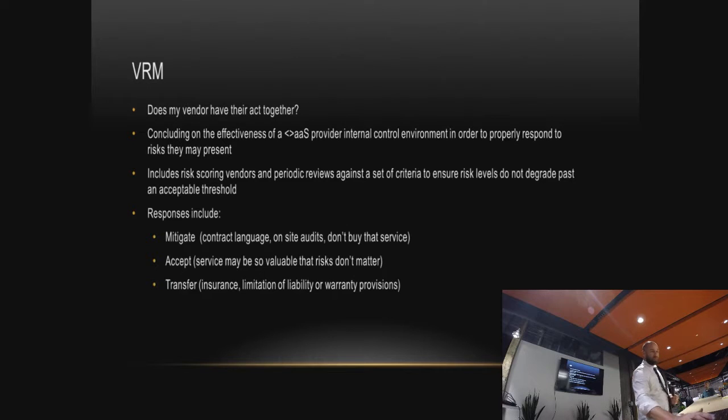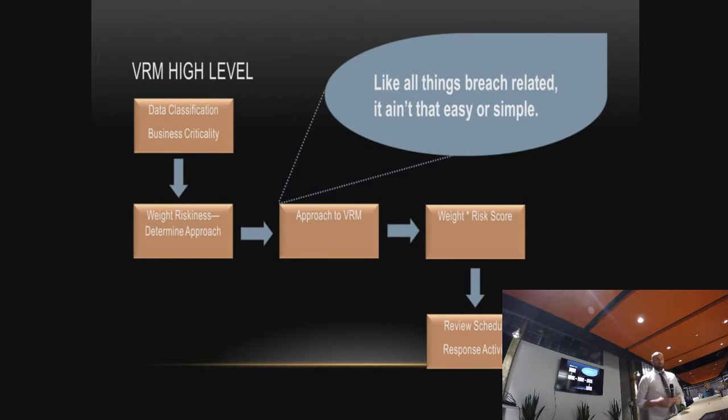So at a basic, really high level, how do you go about assessing a vendor? The first thing I'm going to look at is business criticality and data classification. What kind of data am I sending to this provider, and how critical is their availability to my business being able to perform what it needs to do? That is going to ultimately lead to some kind of weighted riskiness determination approach.